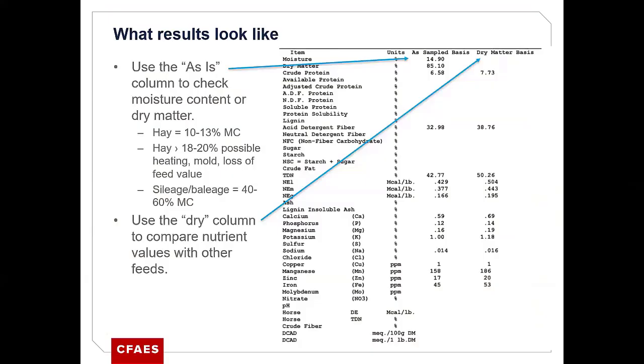So when you get your results, what are you looking for? Again, I'll show you 3 different companies here, the way their results are, but the only time you want to look at that, in my opinion, is just so you know what your moisture content and your dry matter content is, okay? For hay, we want them between 10 and 13, 18 to 20%. You know, we could have some possible heating or molding if we get above that. Silage or baleage, a little wetter. They're sealed, so a little bit higher with that moisture content. But if I'm comparing nutrients, I want to compare on a dry matter basis. Okay. So you want to use that column when you're looking at the nutrients when you get your analysis back.